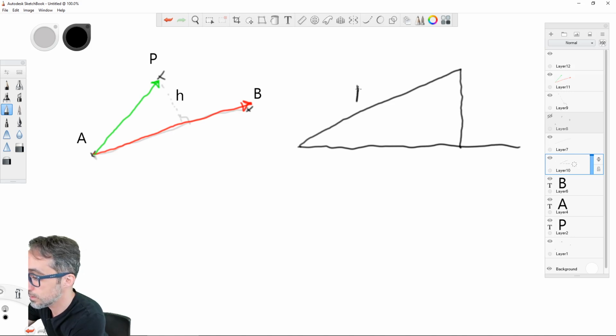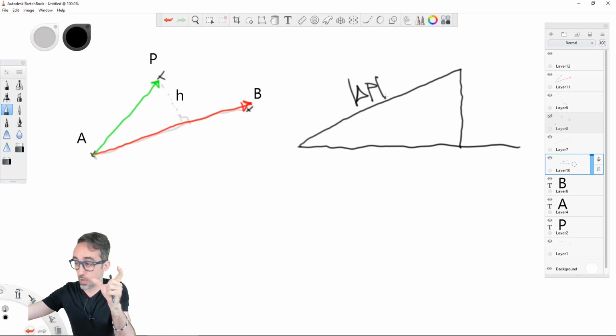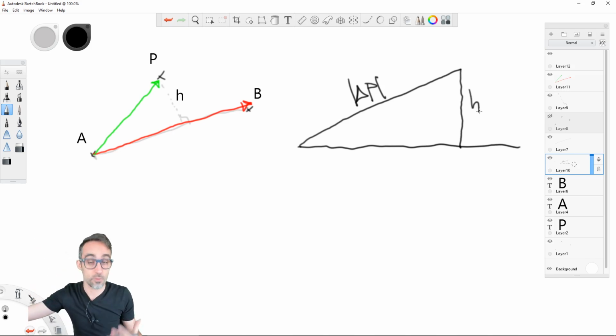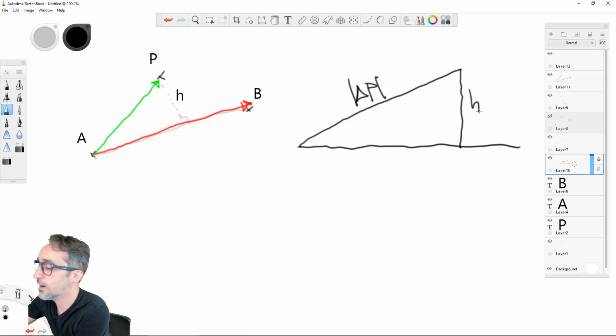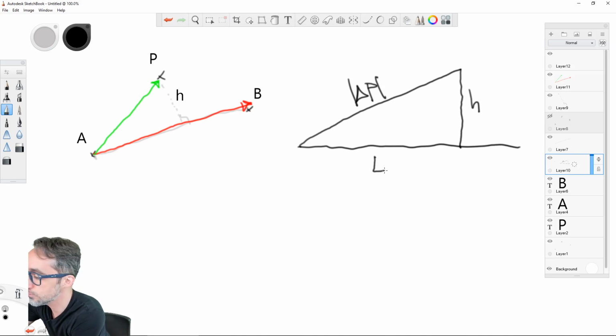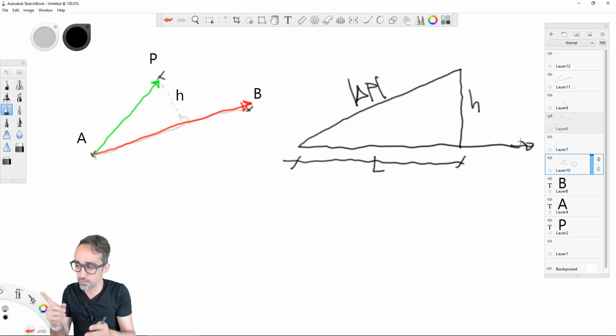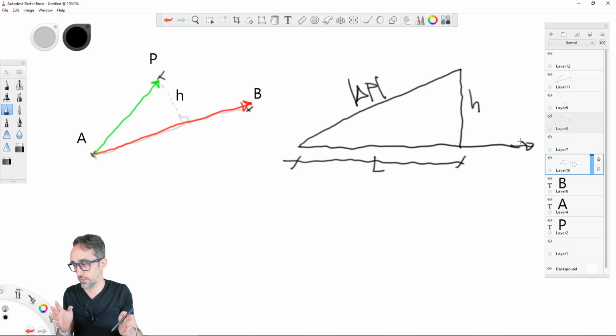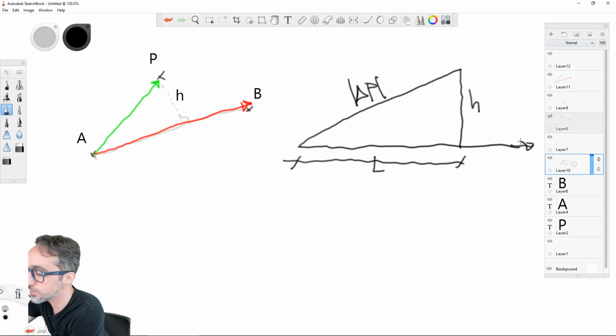This here is going to be the length of the vector AP, how long this vector is. This h here is the distance that we're trying to find, which we don't know. And then L is going to be the distance between the starting point of the vector and where the segment h hits this vector. This is what is usually referred to as the projection.